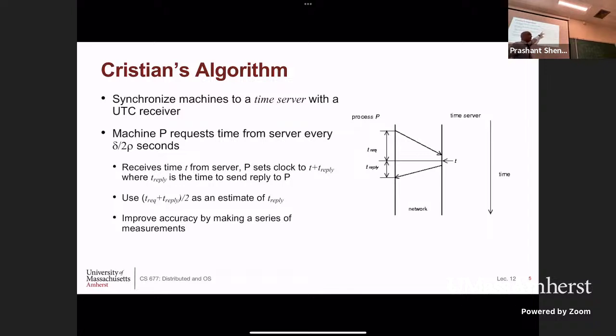So you send a request at some time, and it gets to the time server after some finite delay. That's the network propagation delay. Then the time server processes the request. It looks at its clock saying that the time is t, and it sends that value. We assume that it takes a finite amount of time for that message to reach back. In this case, that time is t reply. Because the message doesn't take 0 time to arrive, you've got to correct for this.